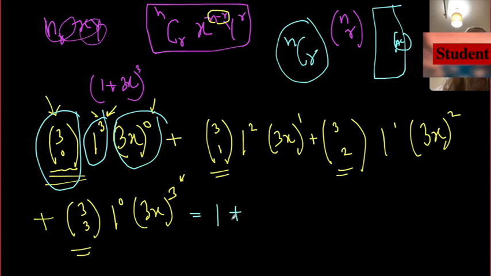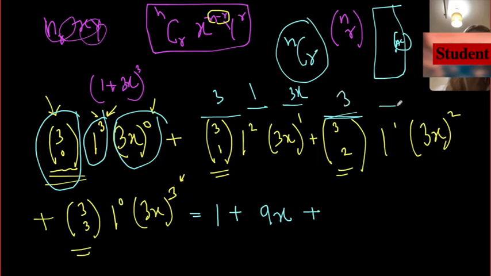Is that right? And 3C1. Can you put 3C1 in the calculator? It's 3. So this is 3, this is 1 to the power, and this is 3x. So how much is that? 9x. Plus 3C2, which is also 3. So 3, this is 1, and this is your 9x square. Are you happy with this?